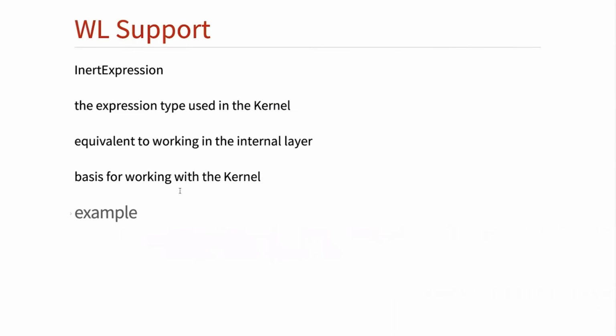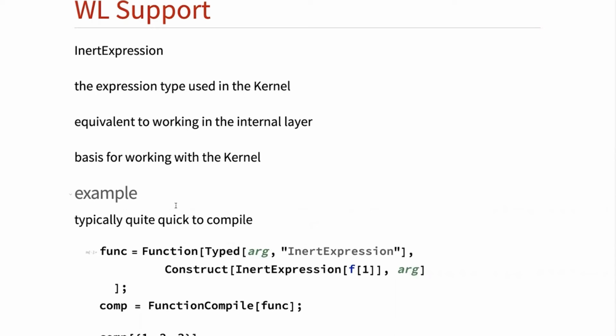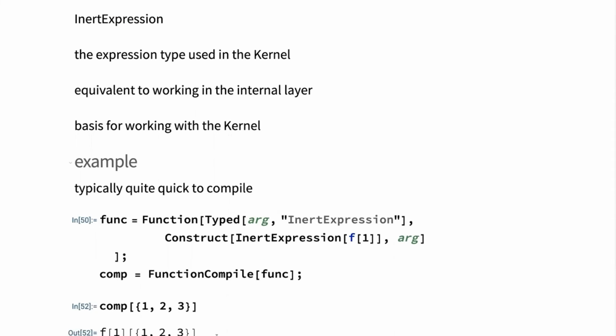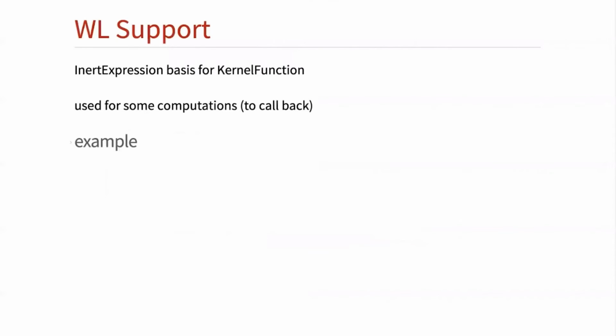Another type is what we call inert expression. This is the expression type that's used in the kernel, and it's equivalent to working in the internal layer. This is how we work with things in the build support to interact with the compiler. These are very quick to compile, actually, because they don't do very much. Here I'm constructing an expression, with this inert expression thing applied to an argument. So I can build expressions and do other programming constructs on them.